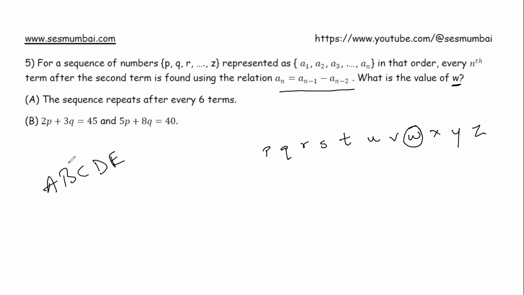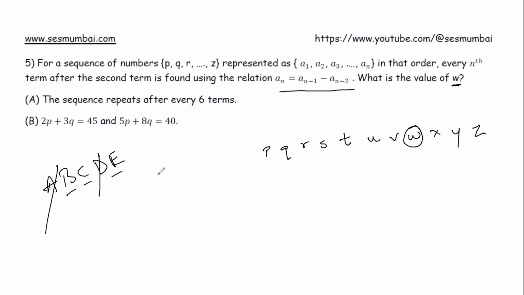So it repeats after every 6 terms now, but then is it really giving us the value of W? No. So A doesn't answer, correct? Yeah. So A doesn't answer, D doesn't answer. So B, C, or E. Second statement: 2P plus 3Q is equal to 45, 5P plus 8Q is equal to 40. Okay, so these are two simultaneous equations, and when we solve them, we'll get the value of P and Q.